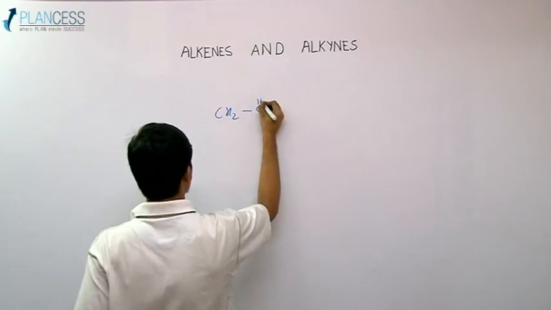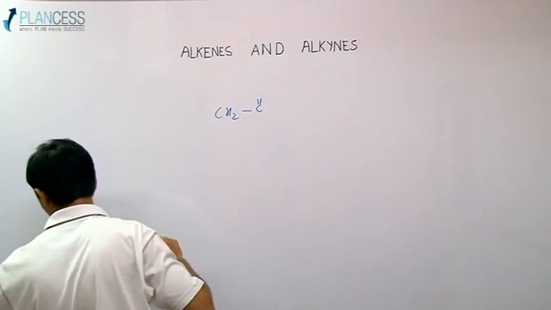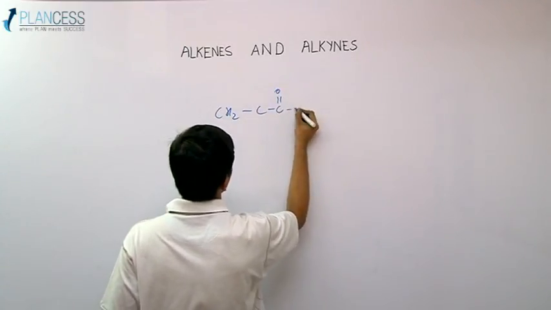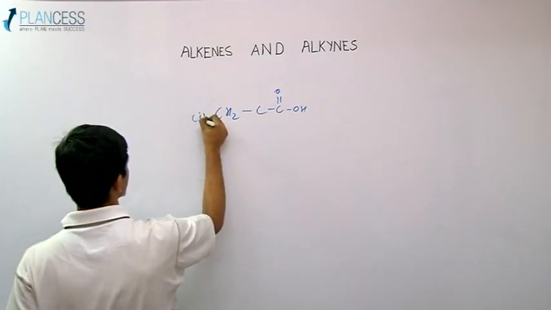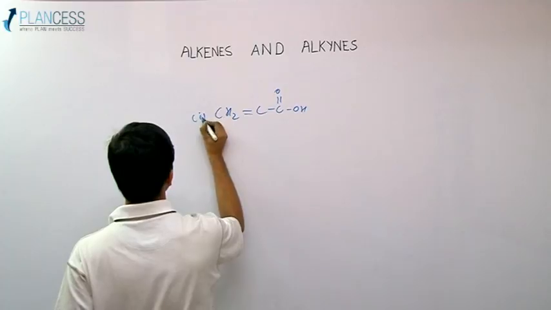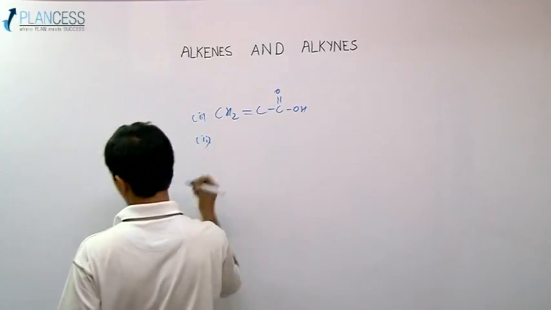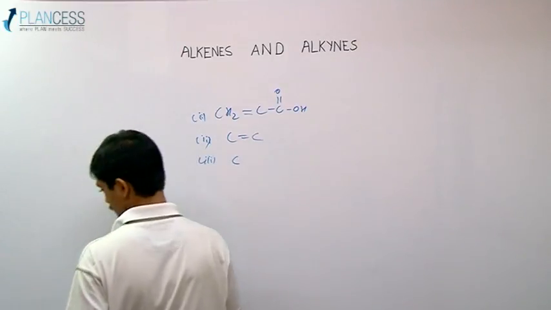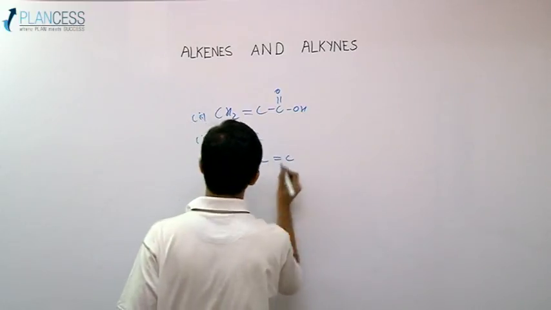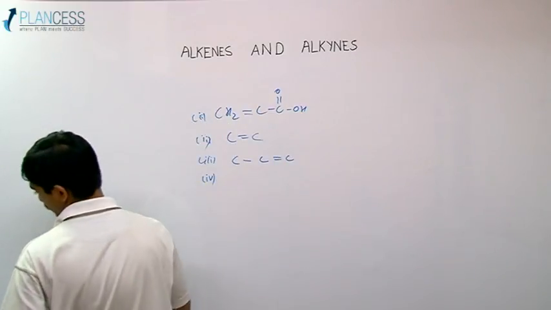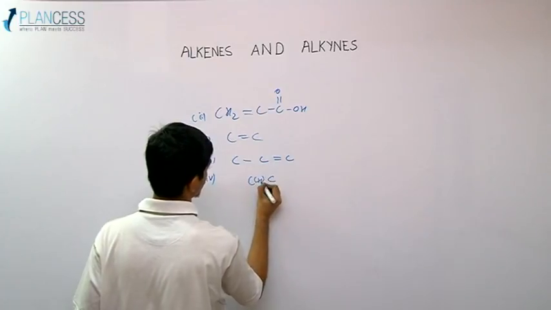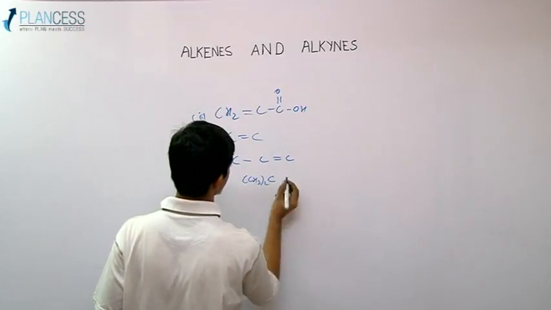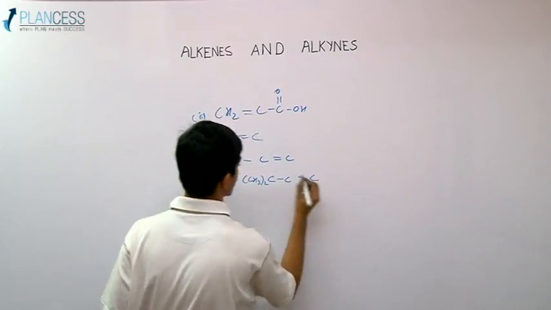CH2 double bond O, okay, there is one more carbon in the middle, C double bond O, OH. First alkene, there is a double bond over here. Second alkene, CH2, CH2. Third alkene, we have C, C double bond CH2. And fourth alkene, we have C, CH3 twice, C double bond C.